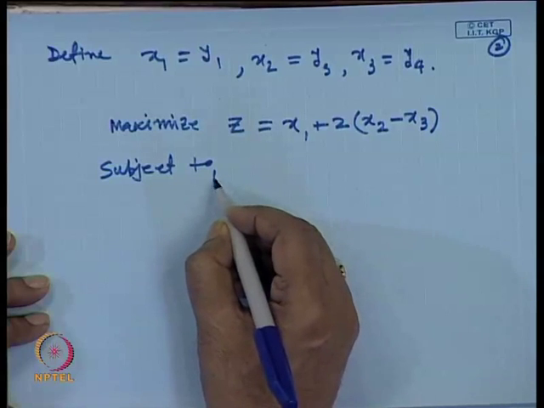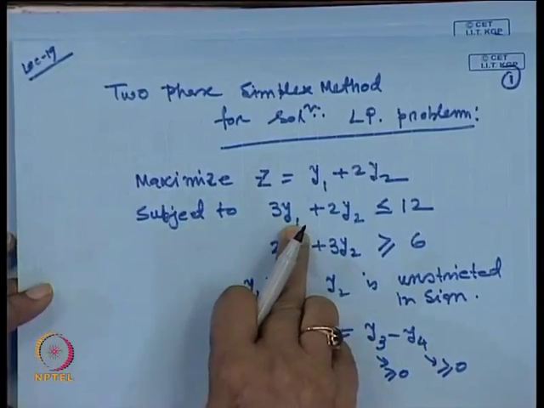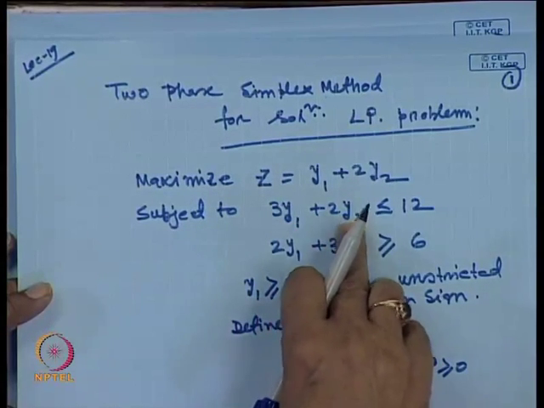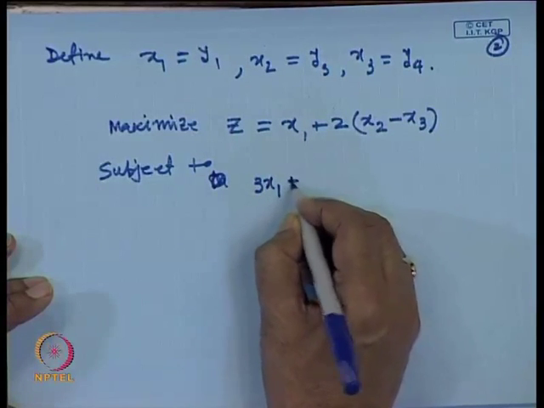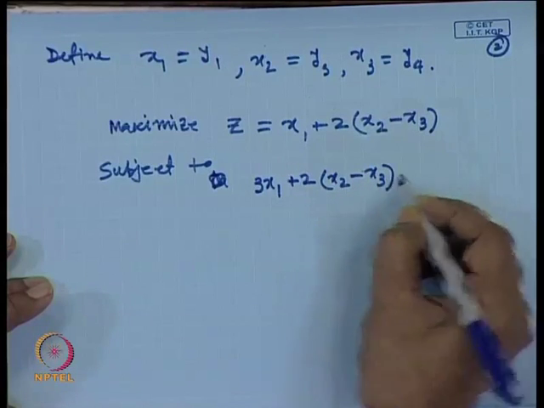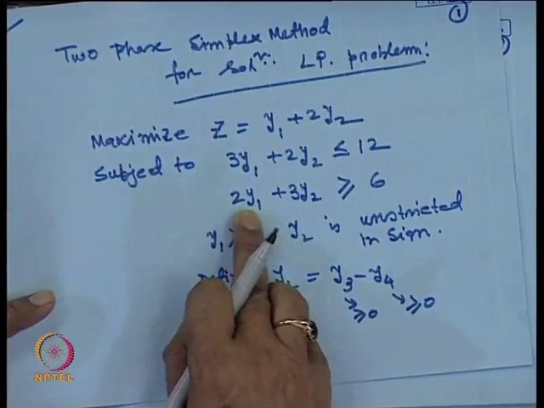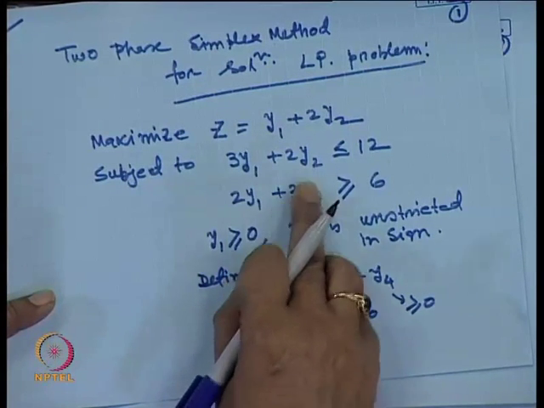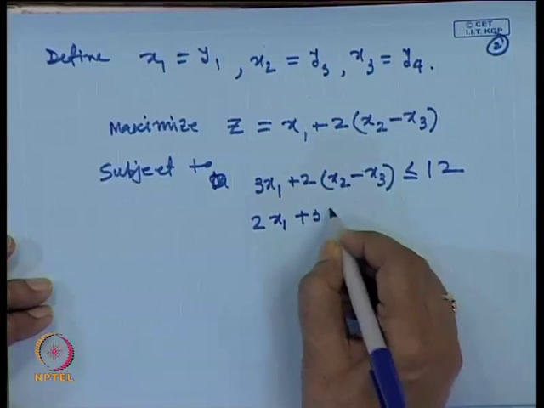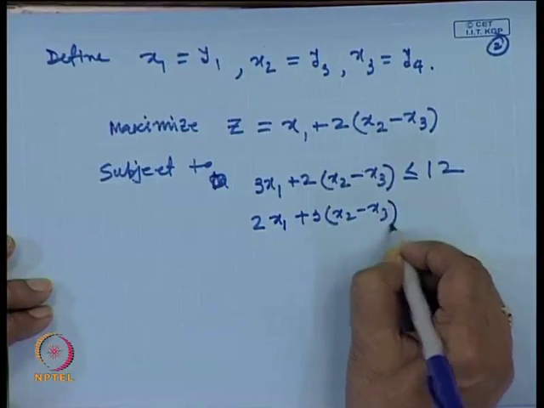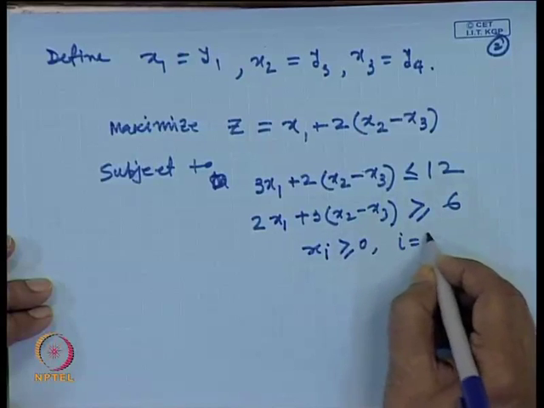subject to: f of x is maximized subject to 3y1, which I can write as 3x1, plus 2y2, that is 2x2 minus 2x3, less than or equal to 12. I will write 3x1 plus 2x2 minus 2x3 is less than or equal to 12. Then the second inequality, 2x1 plus 3x2 minus 3x3 is greater than or equal to 6. Now, we write xi is greater than or equal to 0 for i equal to 1, 2, 3.